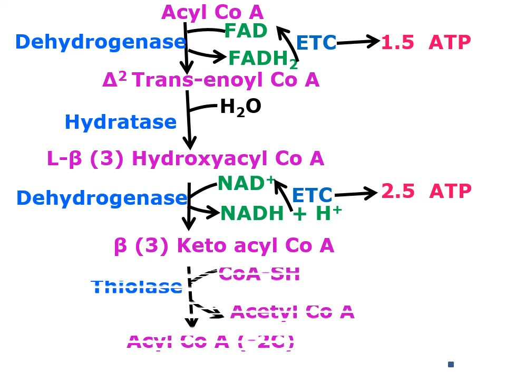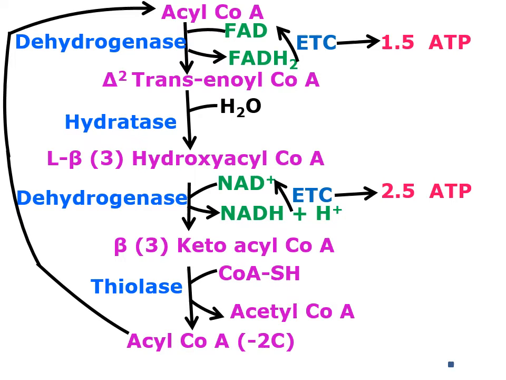Is that clear? Now next, what happens to this beta keto acyl CoA? It undergoes cleavage, that is 2 carbon atoms are removed as acetyl CoA. Enzyme is thiolase, so you get acyl CoA. So this process continues till all the carbon atoms of the fatty acid are removed as acetyl-CoA.